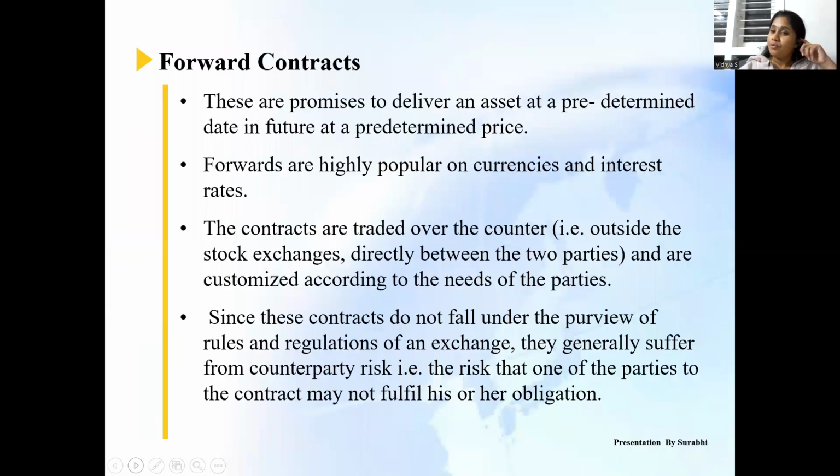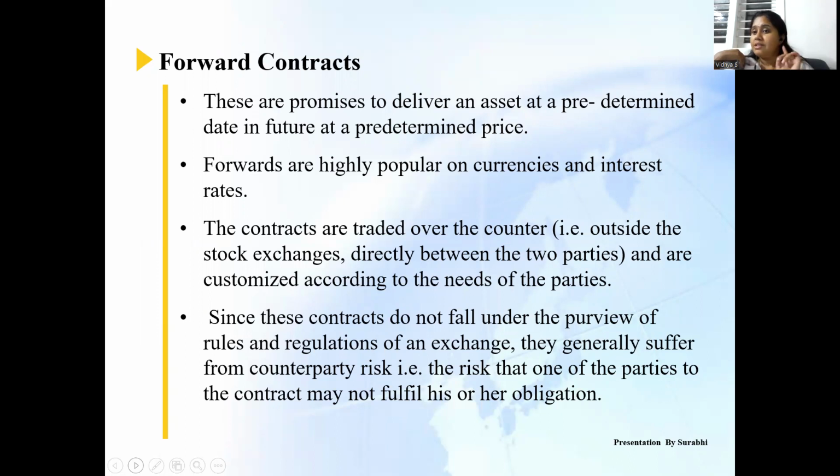Here comes a forward contract. These are promises to deliver an asset at a predetermined date in future at a predetermined price. This is what the forward contract is all about. For example, in the month of January, I tell you that in the month of May or June, I will be giving you the mango. So this becomes your predetermined date. You're fixing the date in the future.